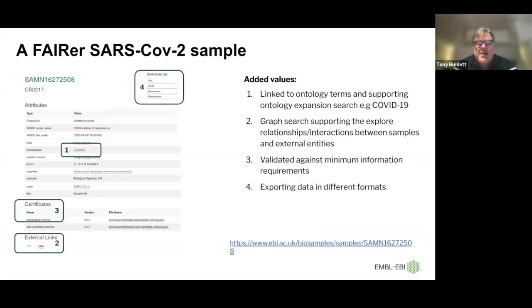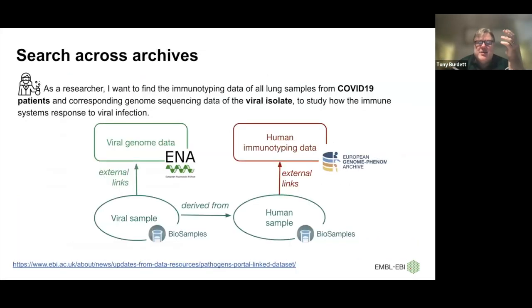And then finally, on top of that, you know that the metadata and the data have been validated against minimum information requirements. So you can see some certificates. And if I want to pipe this data into my pipeline along with the sample metadata that goes along with it, I can export in a number of different community standard formats. So this is really putting it all together as quite FAIR sample descriptions that I can feed into a linked multi-omics pipeline.